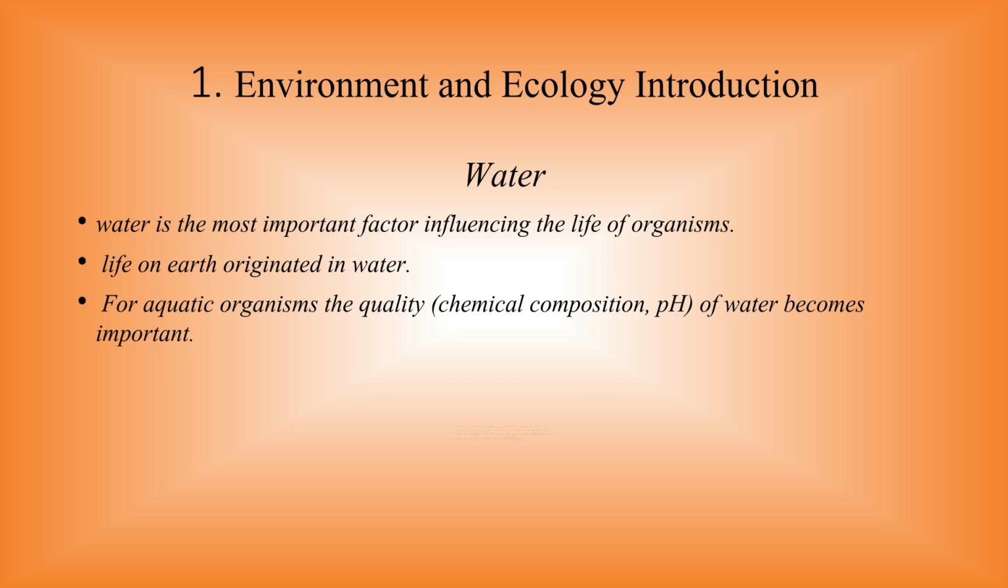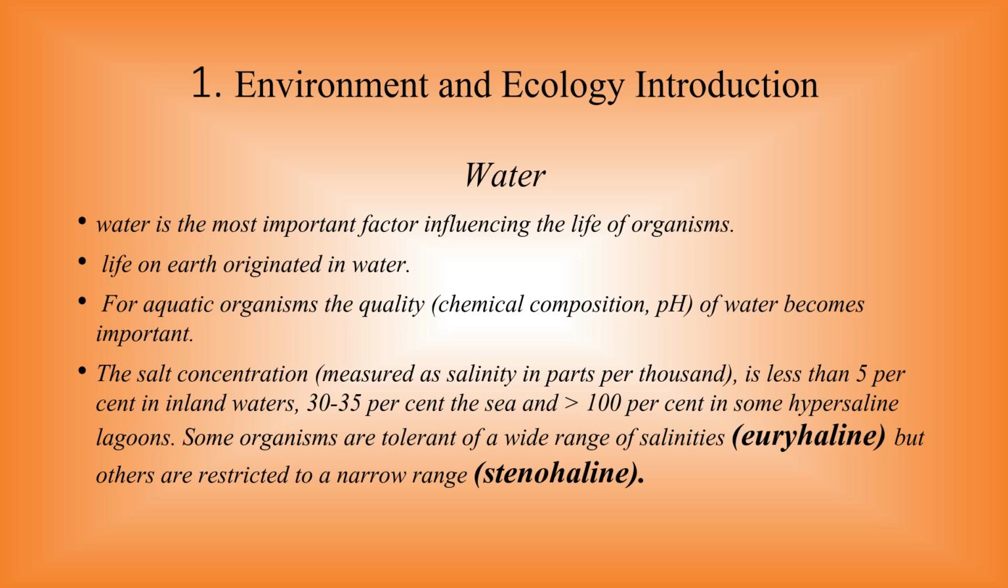Now we will see the second one, which is water. Water is the most important factor influencing the life of organisms. Life on earth originated in water. For aquatic organisms, the quality of water becomes very important. As far as salt concentration is concerned, it is less than 5% in inland water, 30 to 35% in sea water, and 100% in some hypersaline lagoons. Some organisms are tolerant of a wide range of salinities. These are euryhaline, but others are restricted to a narrow range, and these are stenohaline.